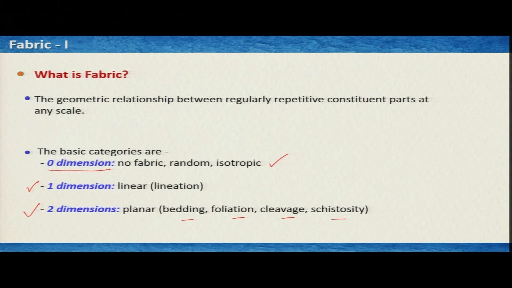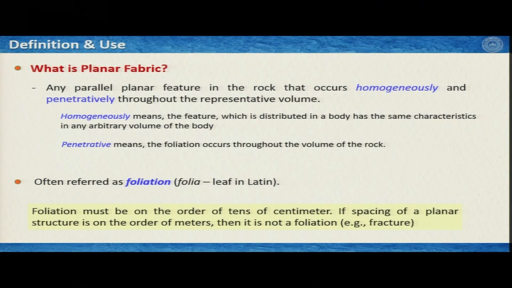So, we will learn about all these terms very soon, but let us focus a little bit more on what planar fabric is. Now, as the name suggests, it is planar fabric, so that means any parallel planar feature in the rock that occurs homogeneously and penetratively throughout the representative volume. So, it is a 2-dimensional feature, that is why it is a planar feature. The features have to be parallel to each other or to some extent subparallel to each other throughout the volume of the rock, and they have to be distributed homogeneously.